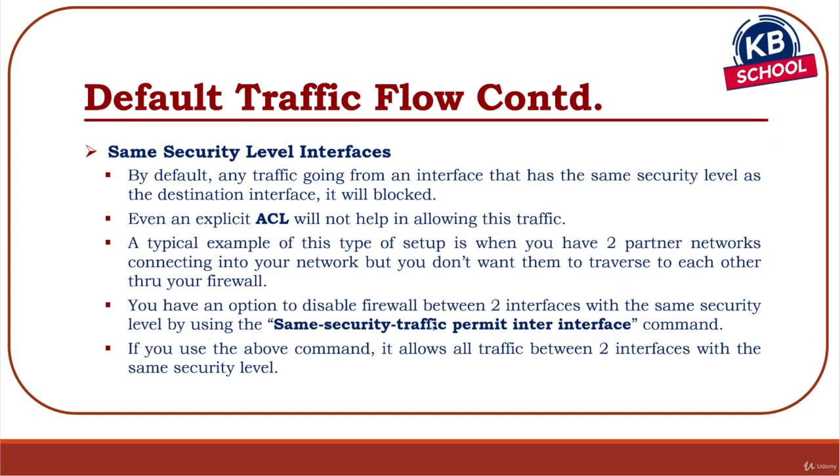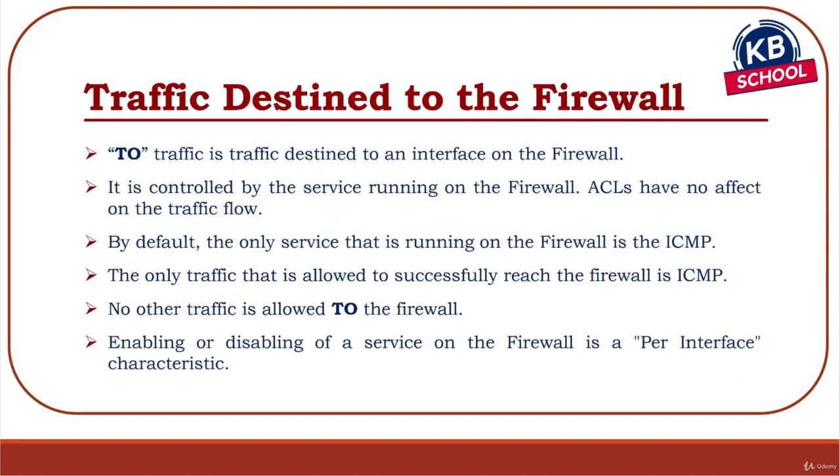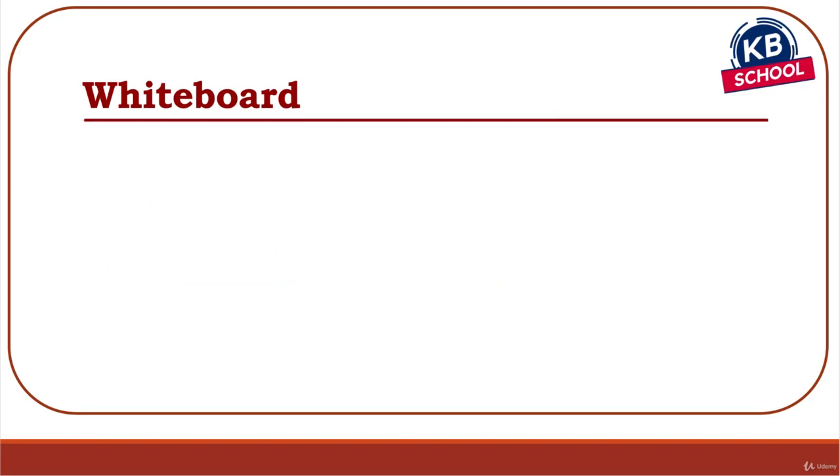And that is actually something I mentioned over here. You have the option to disable it by using the same-security-traffic permit inter-interface command. If you use that command, it allows all traffic between the two interfaces with the same security level. Now you can control it based on an ACL if you want to. All right. So that takes care of the default traffic flow, high to low, low to high, and same security level.